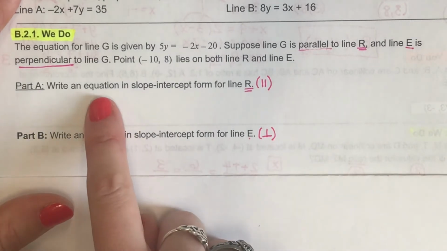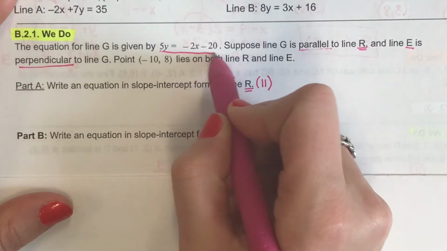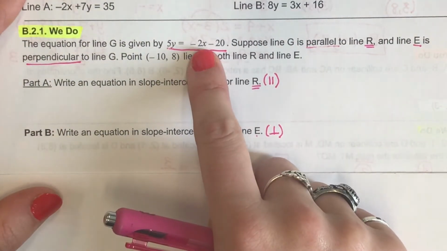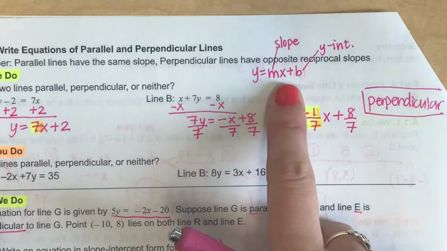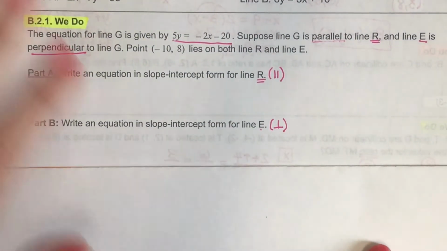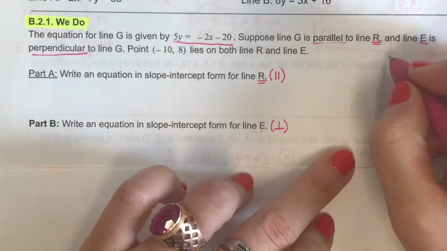Okay. So I'm going to write my equation in slope-intercept form. First thing I want to do is look at the equation that's given to me. And I look at it and I go, you know what? That is not written in slope-intercept form like we did before. So just like before, I actually have to change it and put it into slope-intercept form. So let's do that.